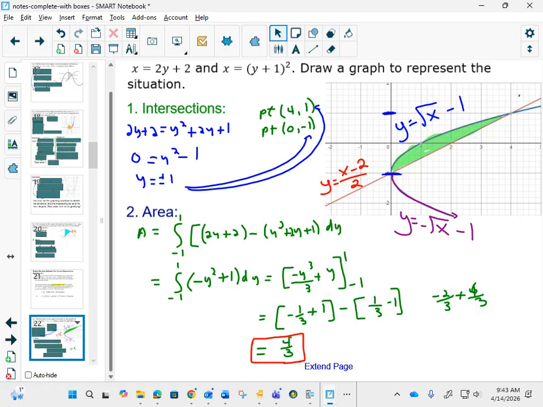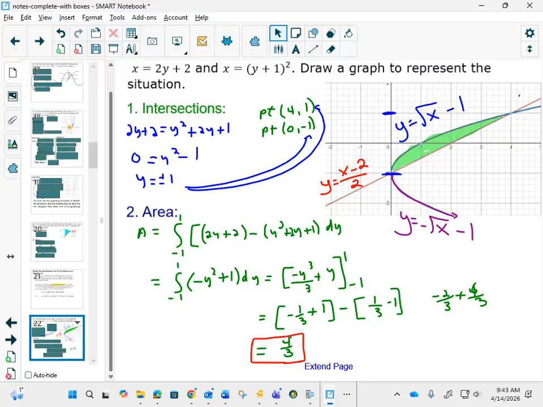A couple of things. Why this is nicer than doing what I showed you first with the x's. The first reason it's nicer: your intersection points would be identical. That wouldn't make a difference. But in the integration, with the y's, it's simplified to just minus y squared plus 1.